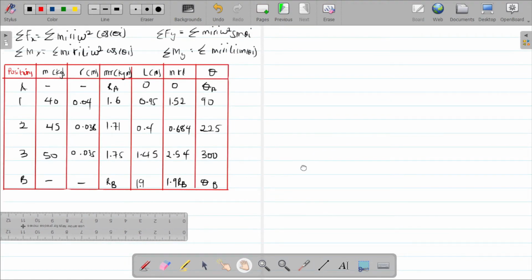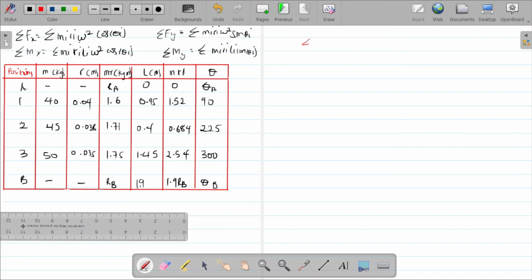Okay, so for the analytical method, we took moments about A because we want to minimize the number of unknowns. Since we took moments about A, realize that RA wouldn't show in the moment terms. So you would first have to use the moment to find RB. So let's do that.